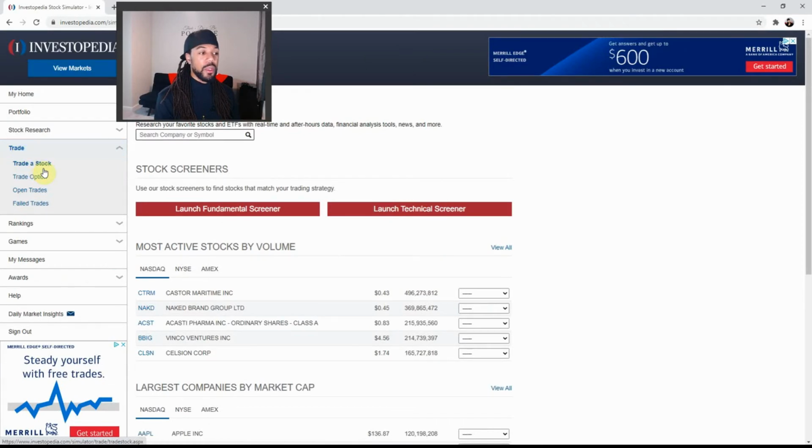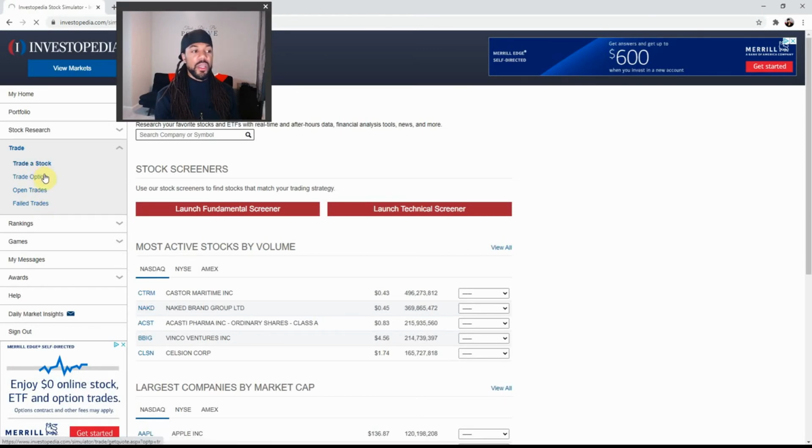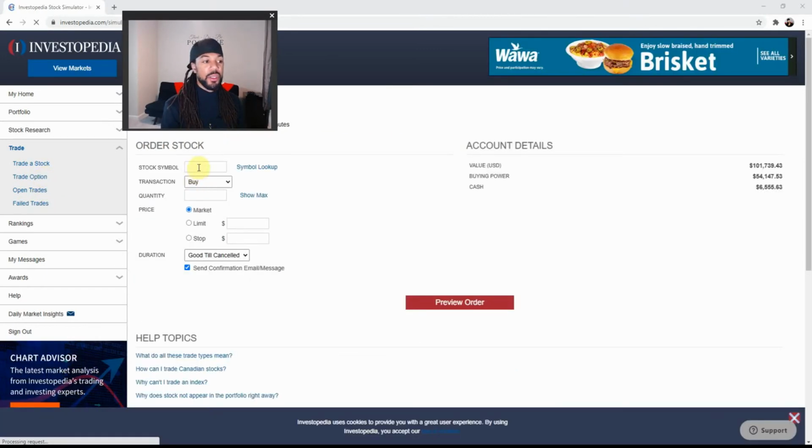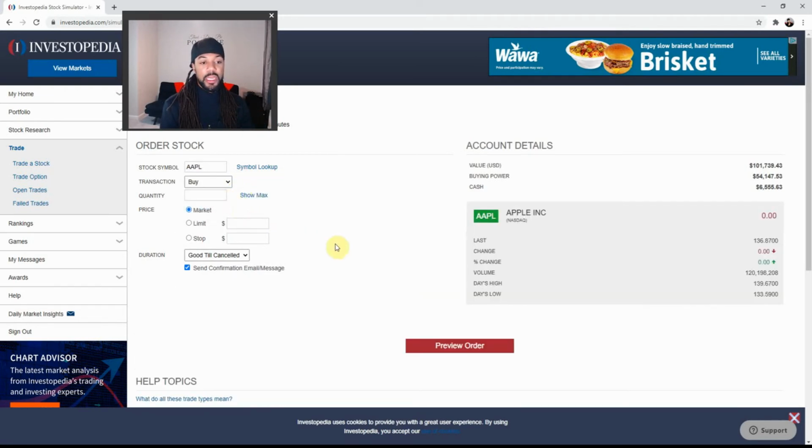Now, when we hit this trade button, we're going to go to trade stock. Again, you can trade stocks, options, and it shows you the open trades that you have and the trades that got canceled. So when you go to trade a stock, it's just like any other brokerage. You can put your stock symbol in. Of course, I always use Apple because everybody knows Apple, right? So you go to Apple, it'll tell you what the last price was, the change of the day. Of course, the market is closed, so it's zeros, but usually it'll show you what the change was of the day. And of course, you can just put how many you want and buy.